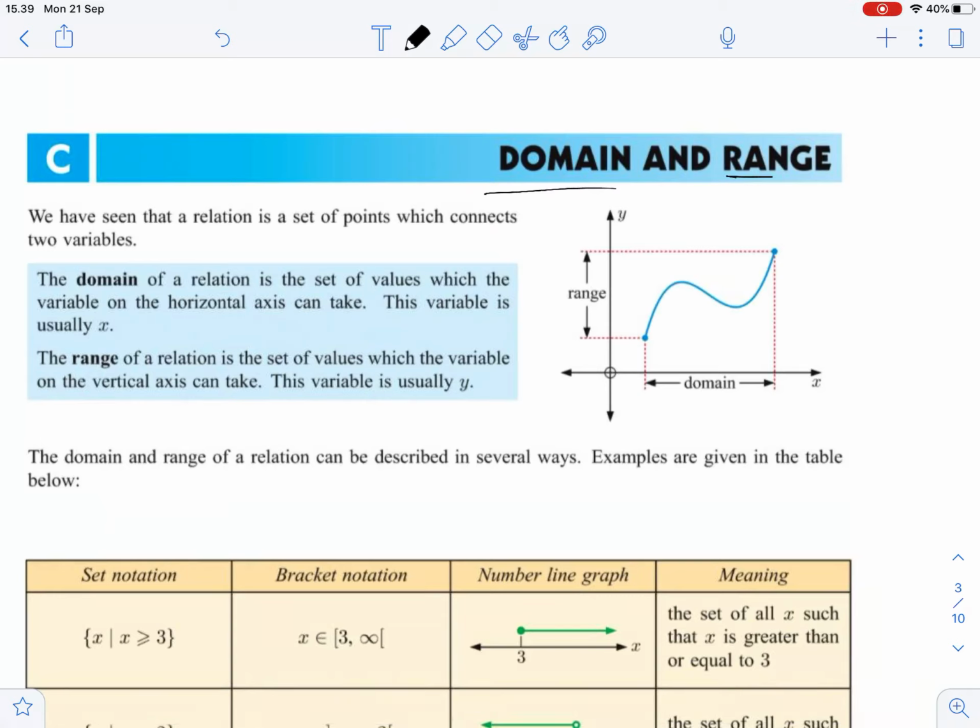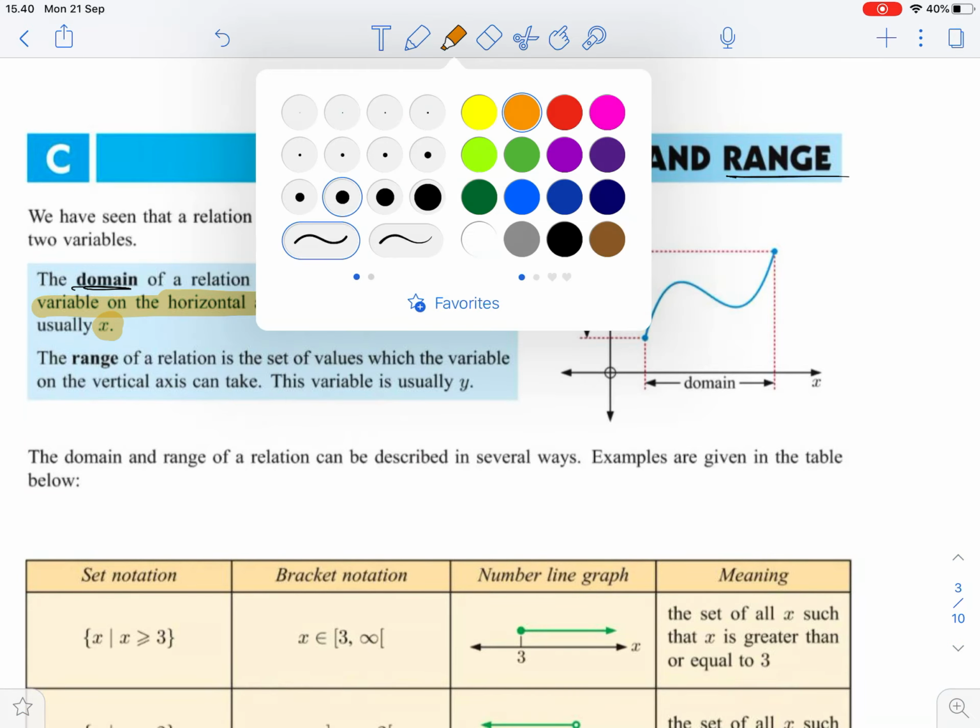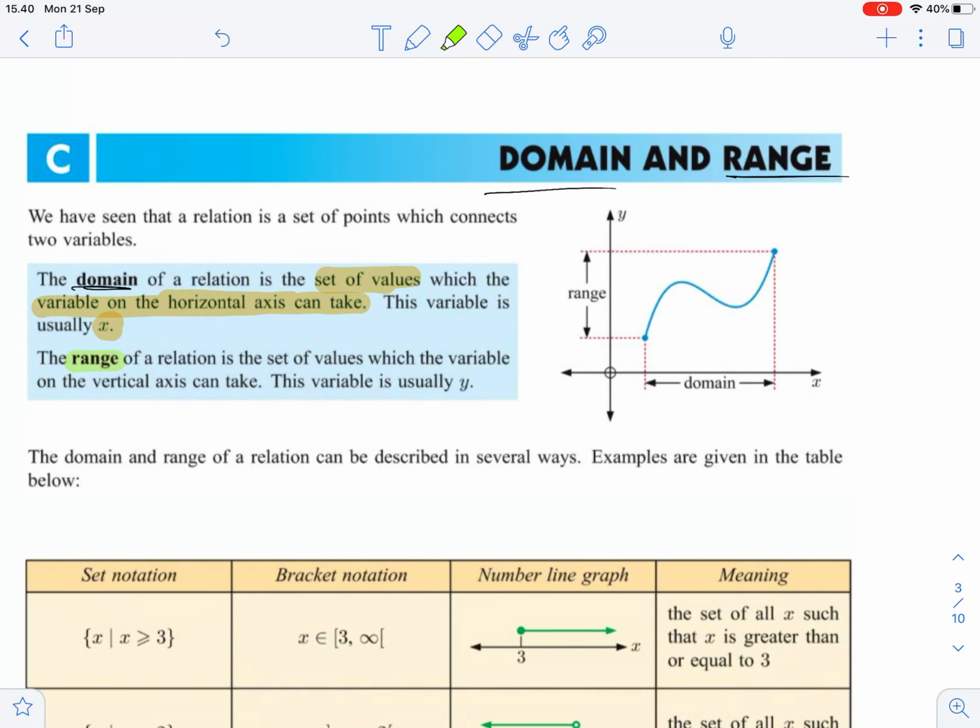In this video, we're talking about the domain and range of a function. So the domain of a relation, which is just a relationship between something, always belongs on the horizontal axis. And it's the set of values that it can take, and we usually denote that with x. The range is the set of values which the vertical axis can take, and we usually denote that as y.